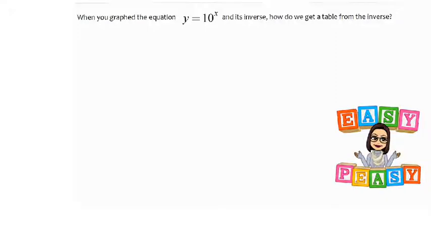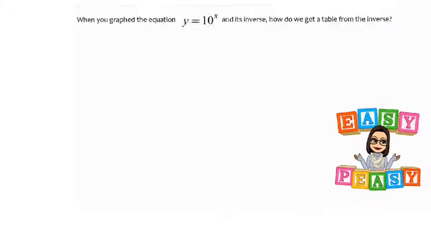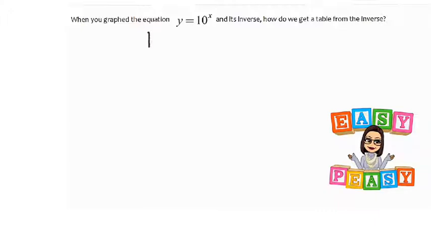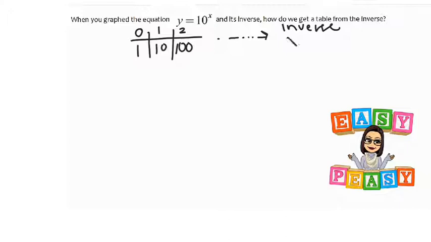So I'm hoping that you guys noticed yesterday when you were graphing that when you graphed this equation and you made a table, so you were making a little table for it, and you had like 0 and it would start at 1, 1 would be 10, and 2 would be 100, and this was one of yours. When you went to graph the inverse, it would be this equation, which seems super weird. We don't really know what to do with it.